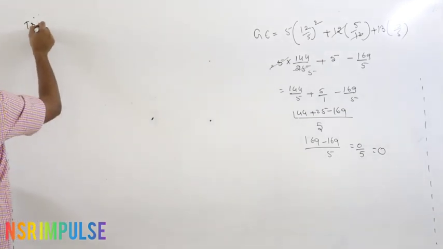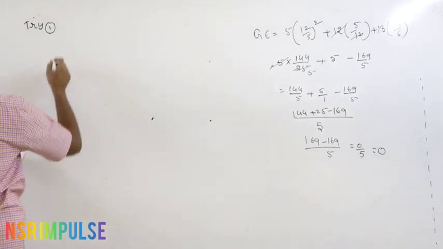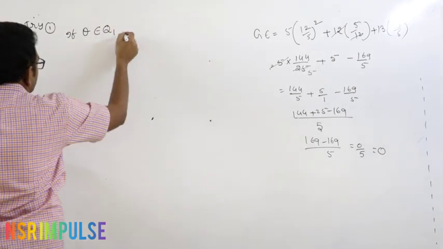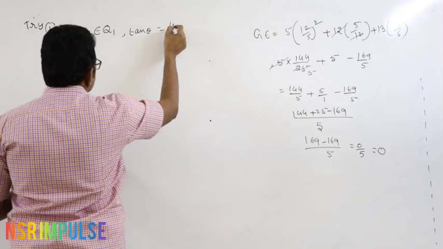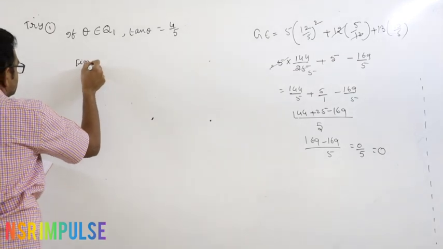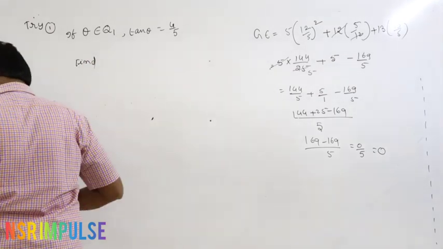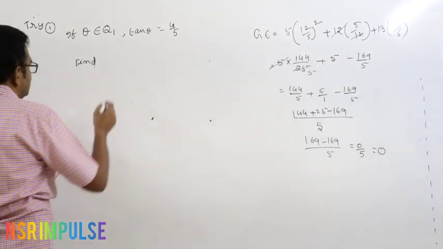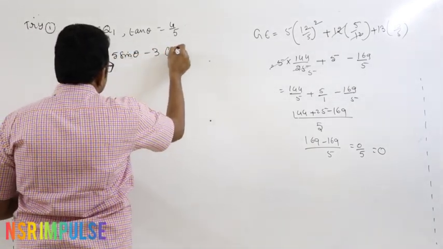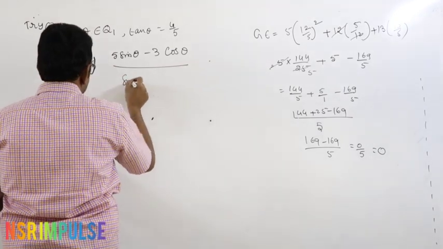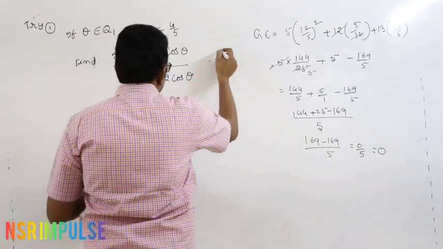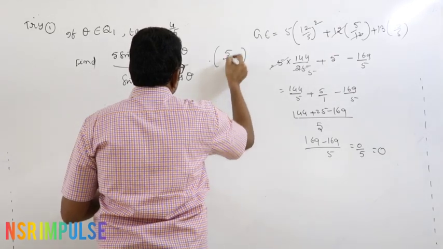Solve similar model problems. If theta belongs to the first quadrant and tan theta is equal to 4 by 5, then find the value of 5 sin theta minus 3 cos theta by sin theta plus 2 cos theta. This is the answer.